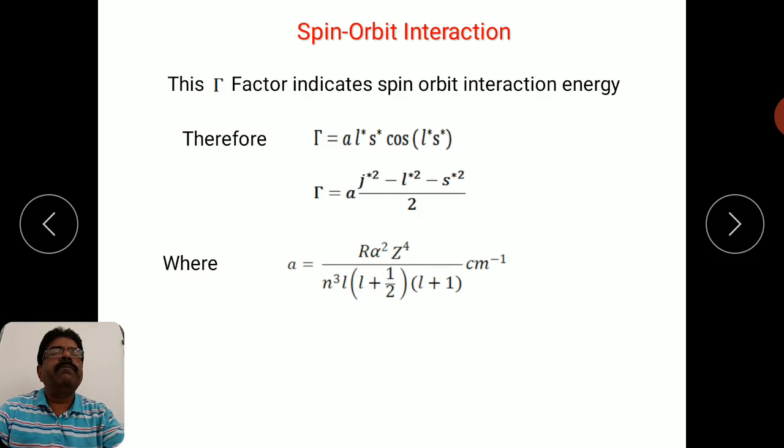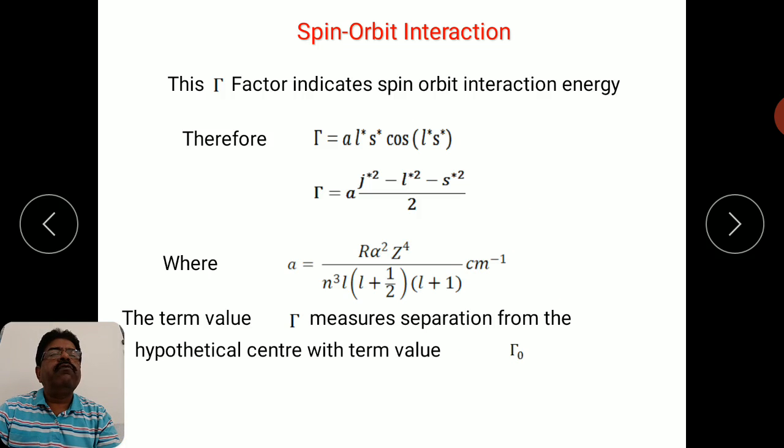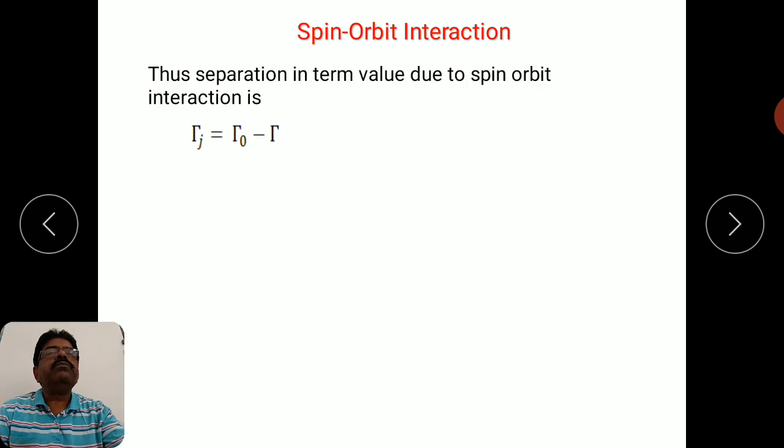In spectroscopic terms, A is R alpha squared Z raised to 4 divided by n cubed L in bracket L plus half into L plus 1, and its dimensions are centimeter inverse. Just like a wave number, this also has the dimensions centimeter inverse. The term value gamma measures separation from the hypothetical center with the term value gamma 0. So what is gamma representing? The term shift. Thus the separation in term value due to spin orbit interaction, gamma j, is equal to gamma 0 minus gamma.